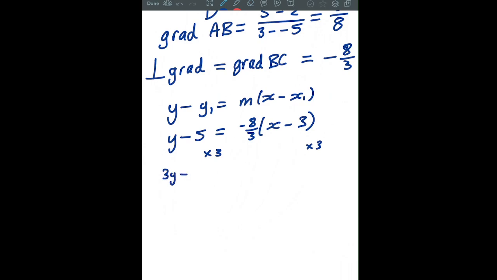So the left-hand side becomes 3y minus 15. The right-hand side, I can expand out that bracket. The over 3 on the outside cancels with the times by 3 that I've just done. So I'm really just multiplying by -8. So it's going to be -8x, the -8 and the -3 becomes a positive 24. The question wanted the answer to be equal to 0, so I'm going to move everything onto the same side. So I'm going to add on 8x, and I'm going to take away 24. -15 take away 24 gives me -39 equals 0.